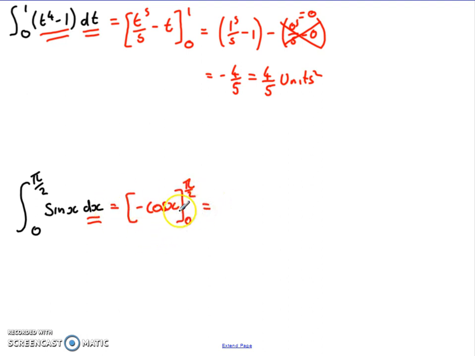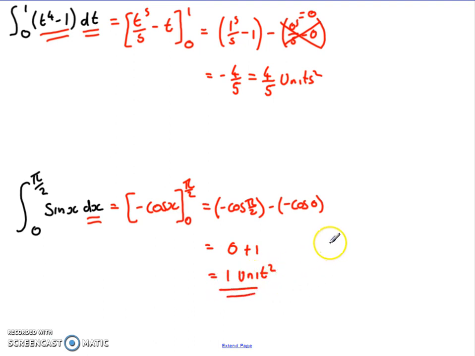So again, it's just a case of find it at the upper limit, find it at the lower limit, and find the difference. So I get negative cos of pi over 2, that's the upper limit, take away negative cos of 0. Well, cos of pi over 2, it's the equivalent of thinking of it as cos of 90, which we know is 0. So it's going to be 0, take away, well, cos of 0 is 1. So it's 0 minus 1 because of there, minus minus becomes a plus, so it's plus 1. Therefore, our area in this one is 1 unit squared.